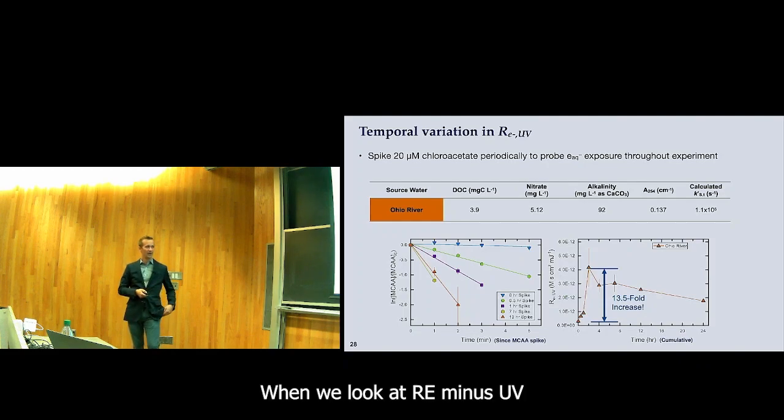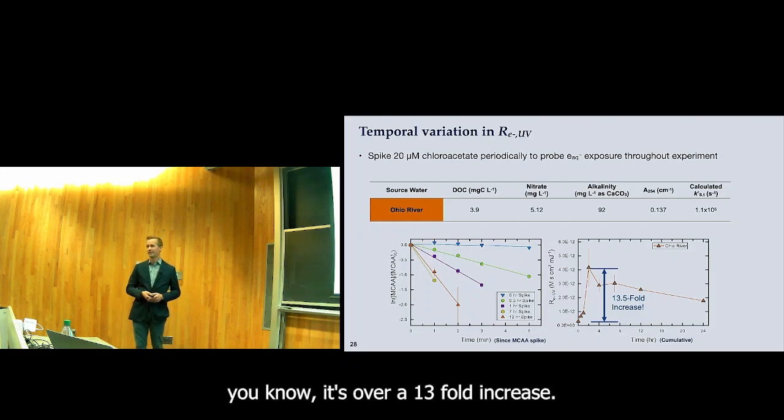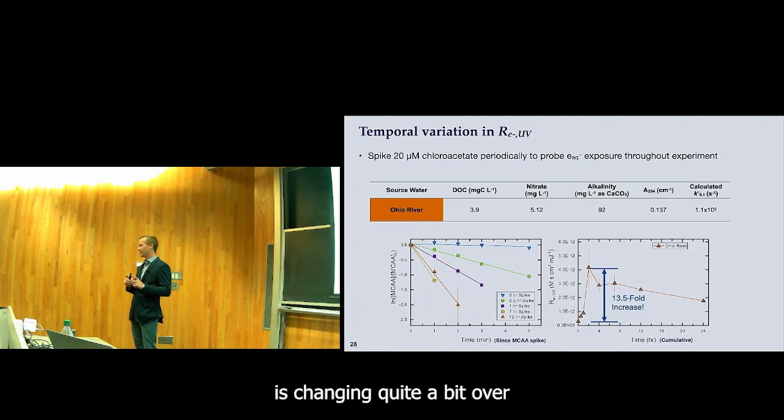When we look at RE minus UV, going from 0 hours, it's initially very low, but up until the maximum, it's over a 13-fold increase. And so what this is saying is that the aqueous electron concentration in the system is changing quite a bit over this treatment process. Initially, it starts off very low and then gets higher and sort of levels off.